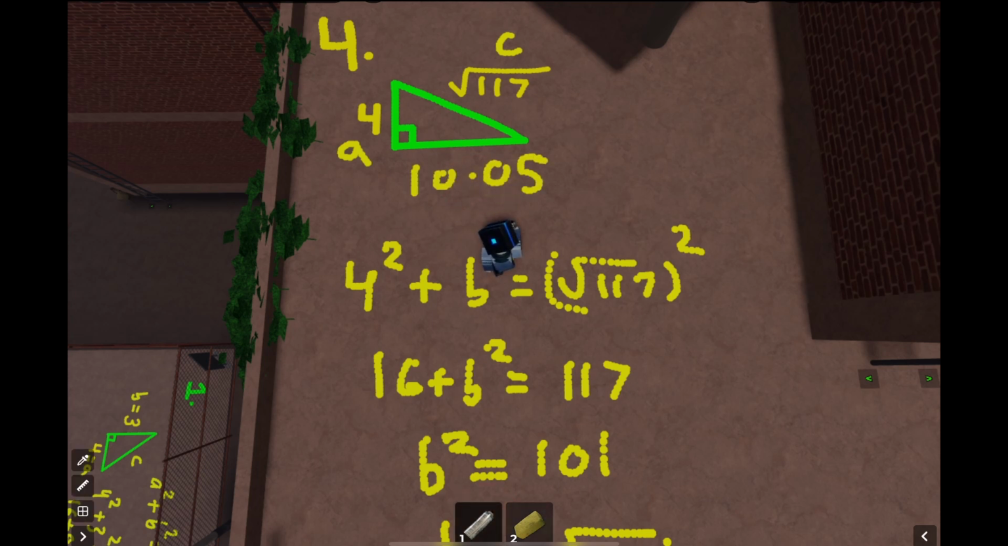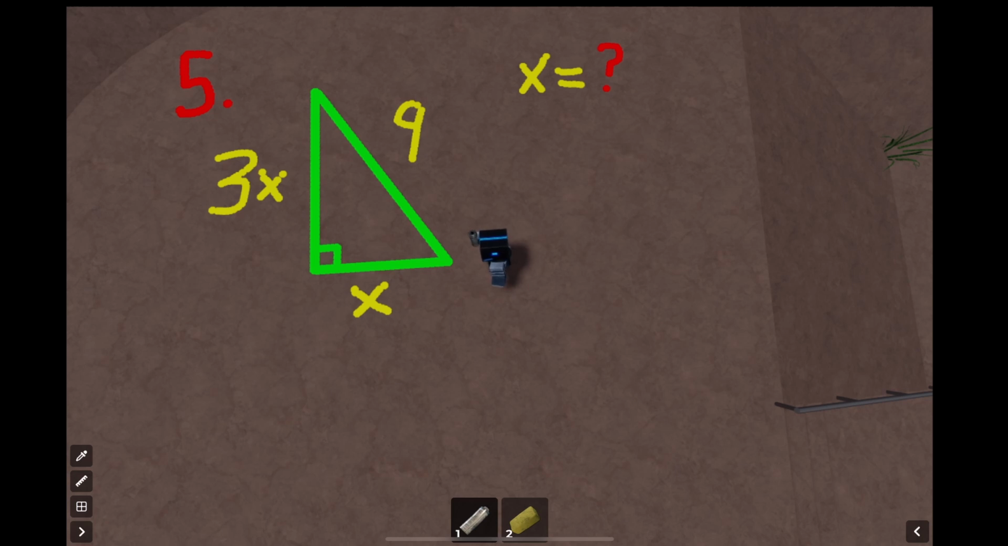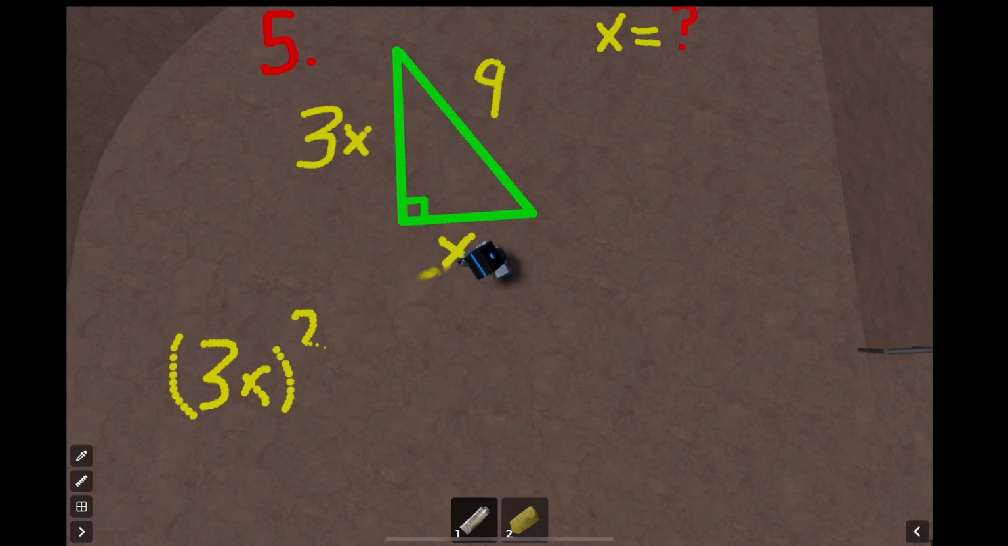And now let's move on to our final problem of the day. For our final problem of the day, we're given that the two legs of the triangle are 3x and x, and the hypotenuse is 9. We can just apply the Pythagorean theorem to try and solve for x, and then we can find the length of each side. So let's do that. We'd have 3x squared plus x squared is equal to 9 squared.